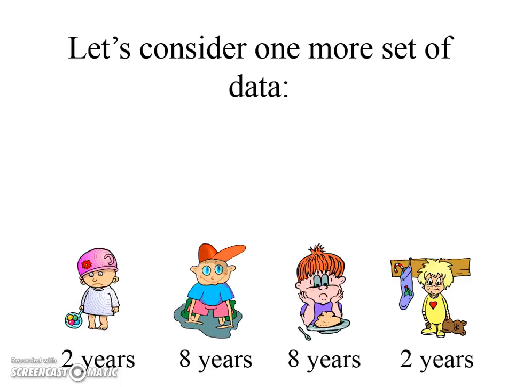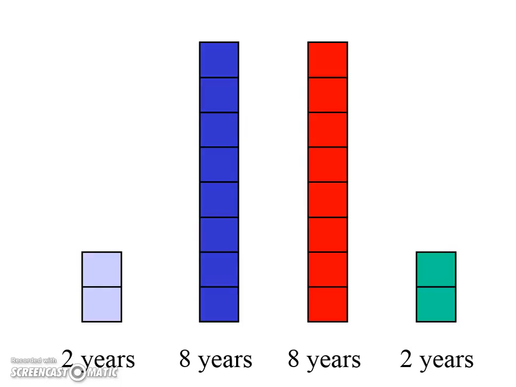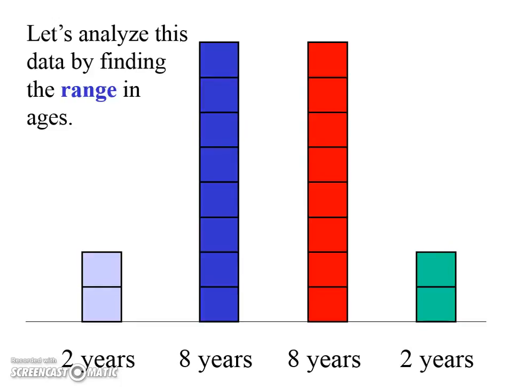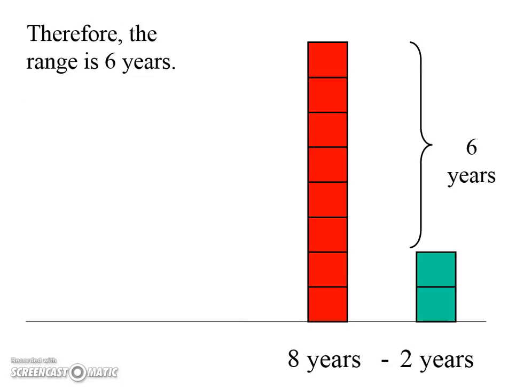Let's look at this data set. Again, make towers to represent each child. Find the range by taking the oldest and youngest, subtracting. We have oldest is 8, youngest is 2. We subtract them, we get 6 years, because 8 minus 2 is 6.